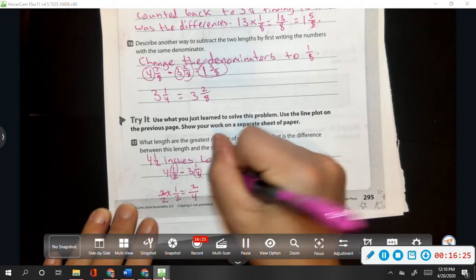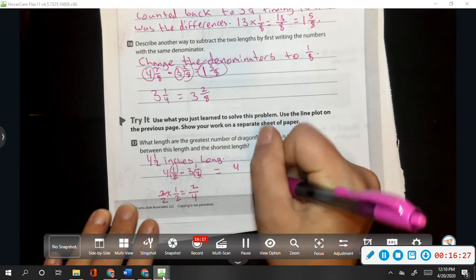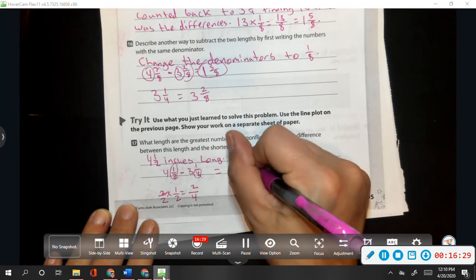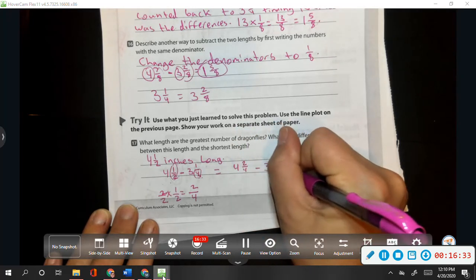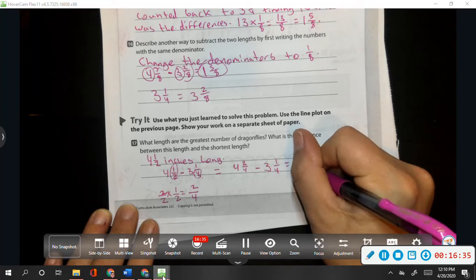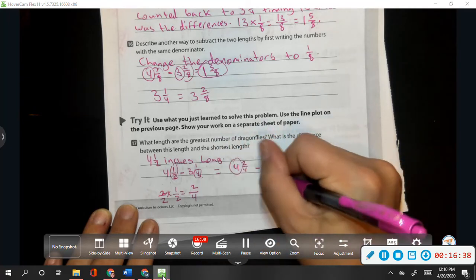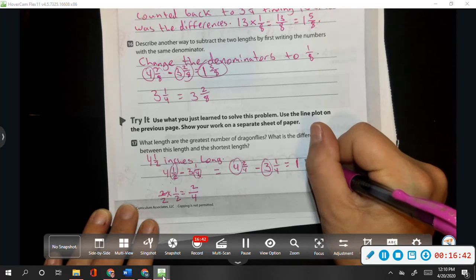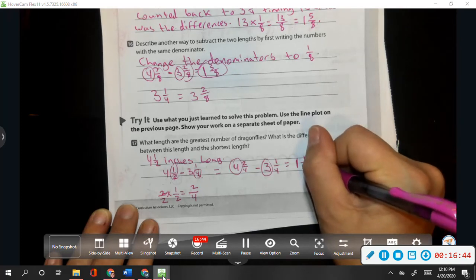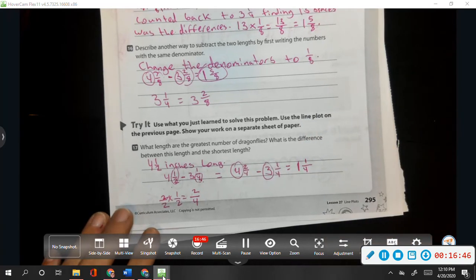So now we have 4 2/4 minus 3 1/4. And we get the answer. We subtract our whole numbers. 4 minus 3 is 1. Then we subtract our numerators. 2 minus 1 is 1. And our denominator stays the same. Let's do some practice.